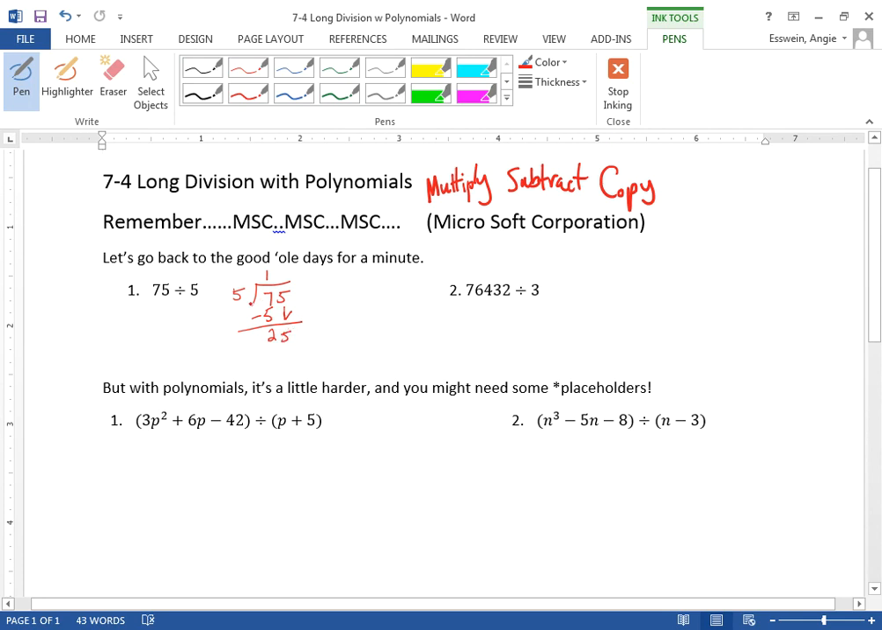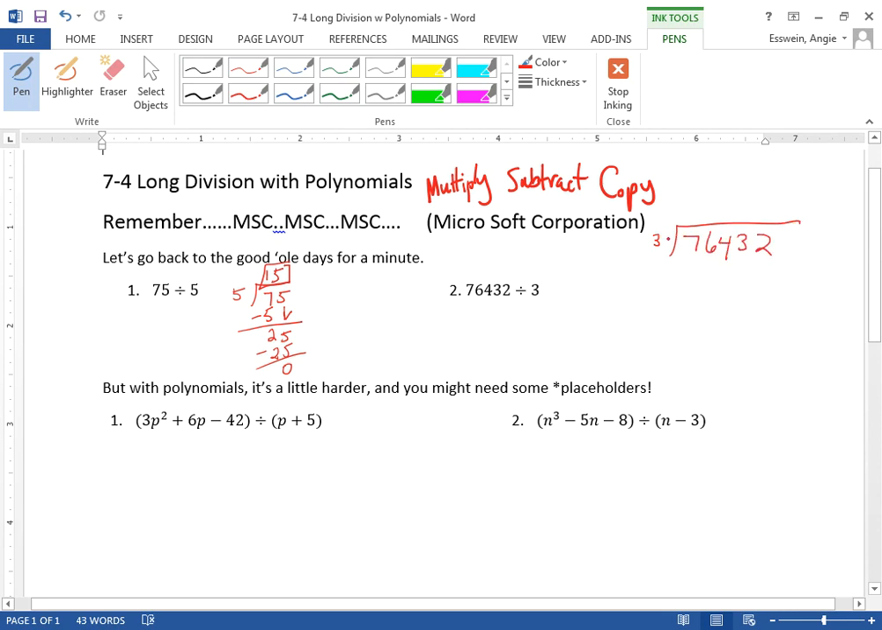And then you do it again. 5 goes into 25 5 times. So you multiply, subtract, and when there's nothing left to copy, that's when you're done. So the solution here is 15. And now we're going to try one that takes a few more steps, just as a warm up, just to get into the routine of how this works.